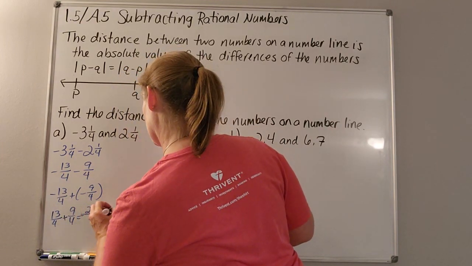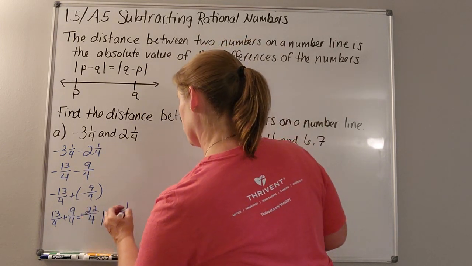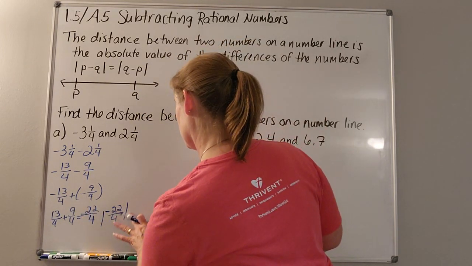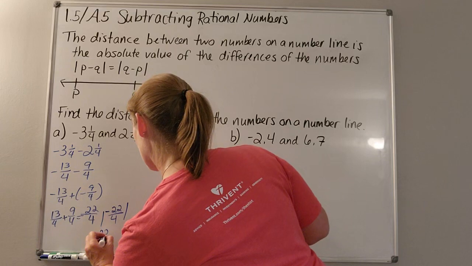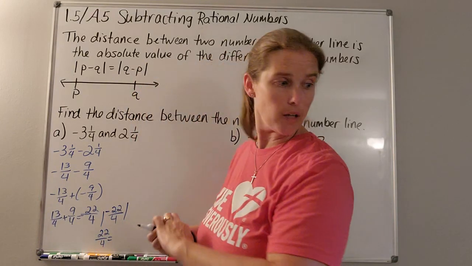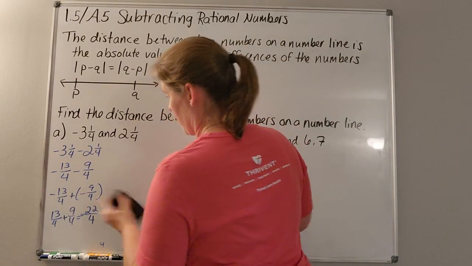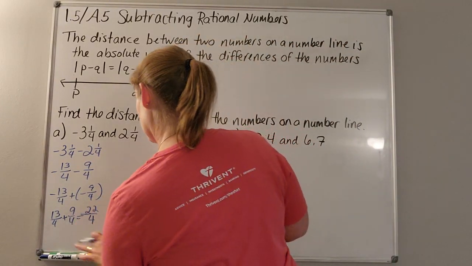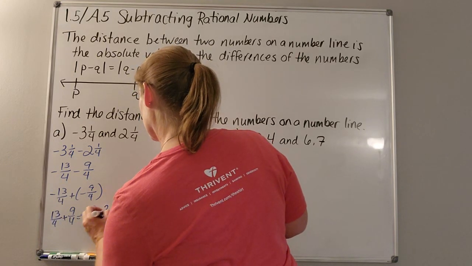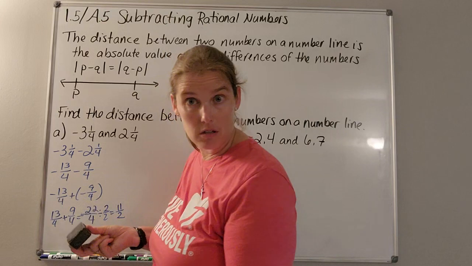Oops, I'm just going to write that over here. And then at the end, we take the absolute value and we say 22/4, which is equal to, well, here. Before we do that, we're going to go back and we're going to reduce our fraction because why not? Divide by 2/2, so you get 11/2. But it's negative 11/2, right?